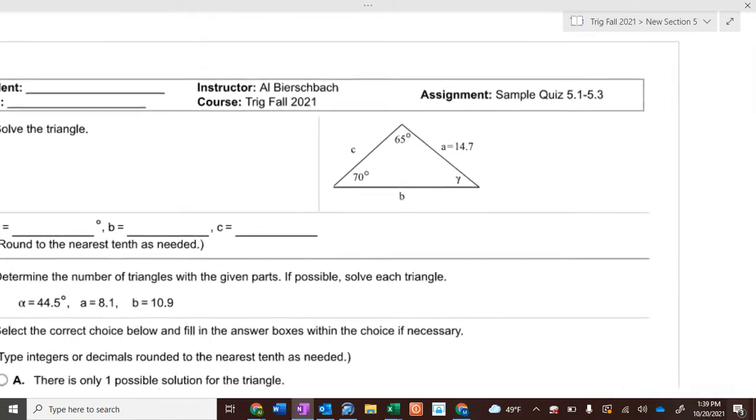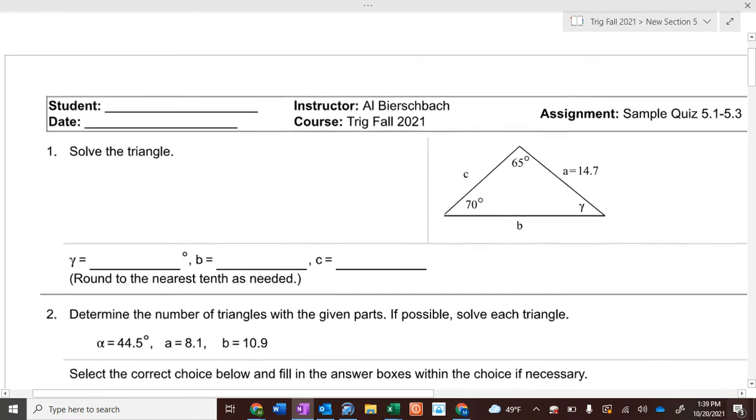All right, so we have this triangle here, okay? It wants us to find gamma, B, and C. Gamma is easy to find because there's 180 degrees in a triangle, and when you have two angles, it's easy to find the third. So in this case, 70 and 65 make 135, so we're left with 45 degrees.